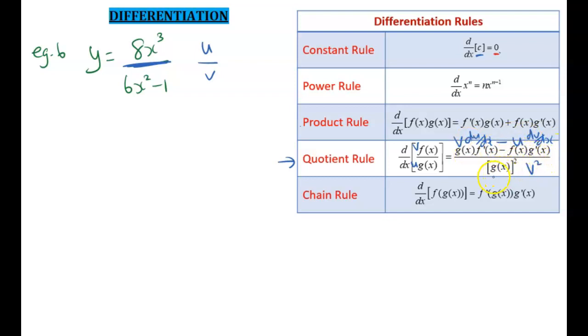Right? So you could use my formula here, which is in blue. But when I say mine, this is the formula that I learned when I was in school. Or you could use this formula here in terms of f of x and g of x. Now substitute in here. I get u is 8x cubed, v is 6x squared minus 1. Differentiating these two.